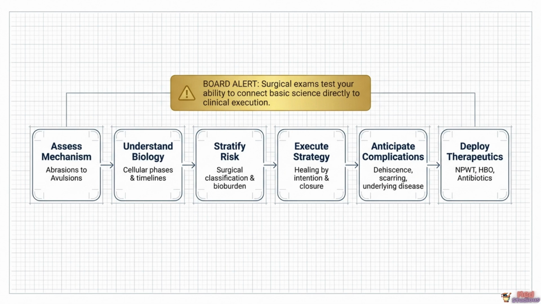Step 4 is to execute the correct closure strategy, choosing between primary, secondary, and tertiary intention based on the wound's contamination level and time since injury. Step 5 is to anticipate complications, dehiscence, abnormal scarring, and the systemic factors that impair healing. Step 6 is to deploy the appropriate therapeutics, from antibiotic stewardship to negative pressure wound therapy to tetanus prophylaxis. This framework is your diagnostic and therapeutic roadmap. Commit it to memory, and wound care questions will become one of your highest scoring areas.